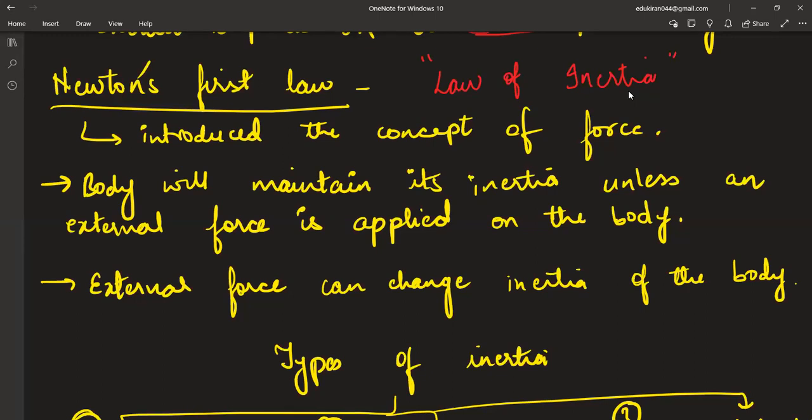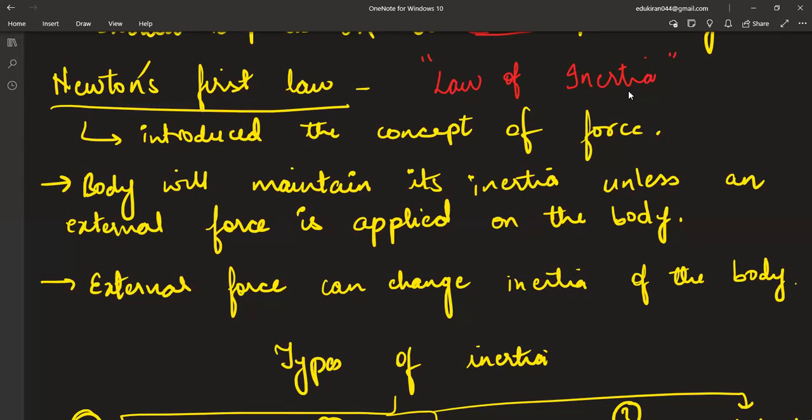See, body will maintain its inertia unless and until external force is applied on the body. This is what I was telling you, that if a ball is kept on the floor, the ball has a tendency to stay on the ground forever. It won't move. Right now, the ball and the ground, this is a system for me. If I am kicking the ball, for example, the push that I'm applying, that force, becomes the external force because I'm not a part of the system at that time. So until and unless external force is applied, only then is inertia maintained.